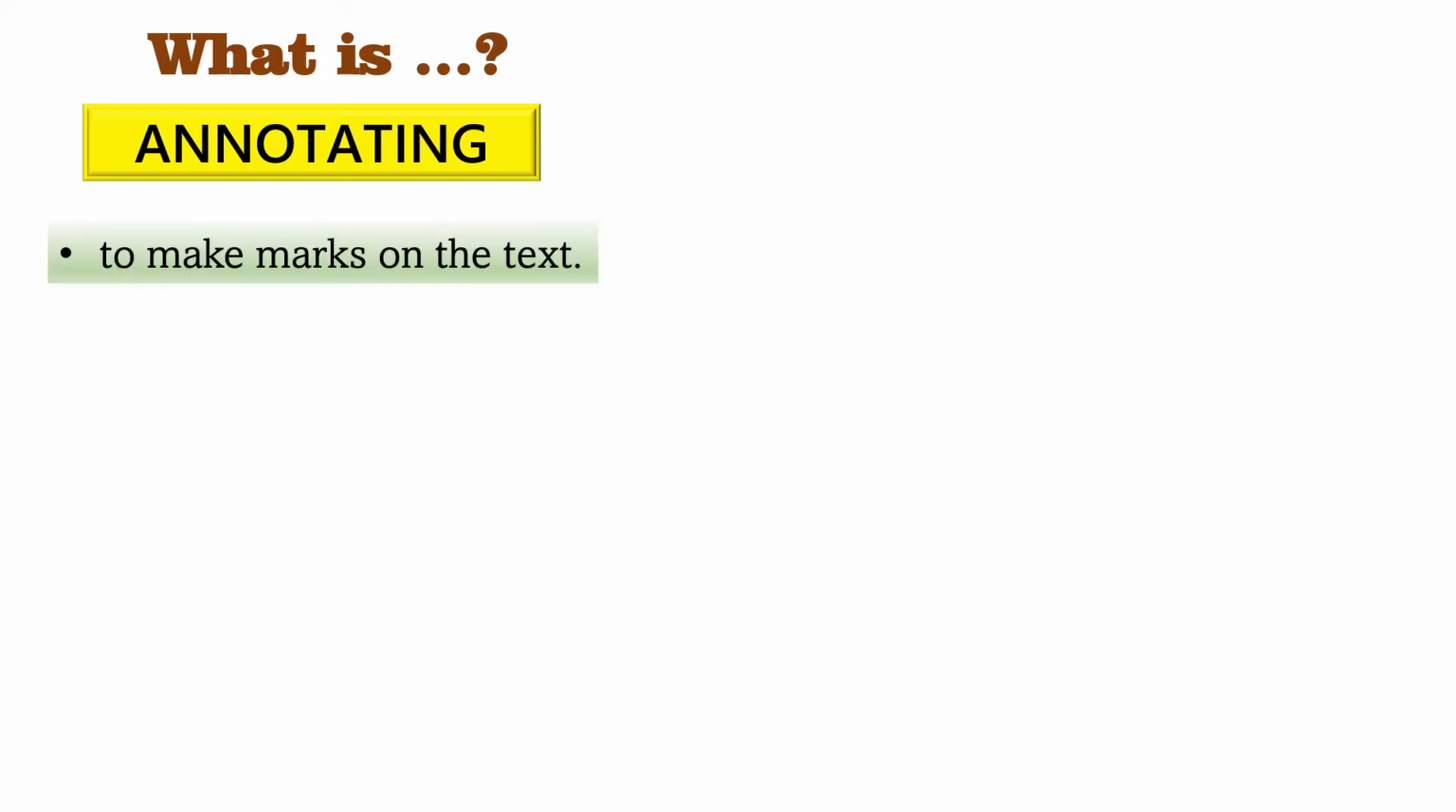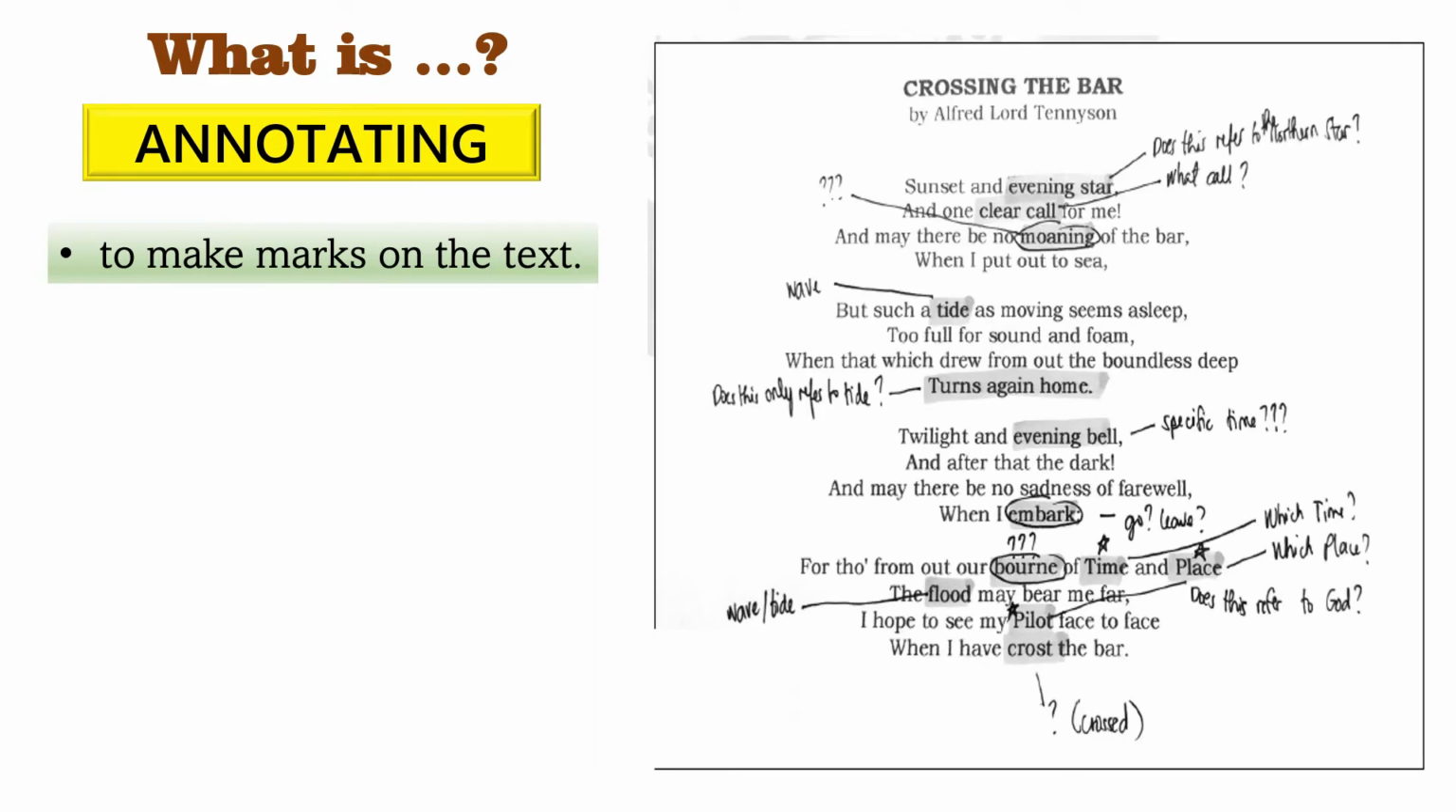Annotating is to make marks on the text. Here is an example of how a student used simple symbols and annotations to note significant elements from the poem Crossing the Bar by Alfred Lord Tennyson.